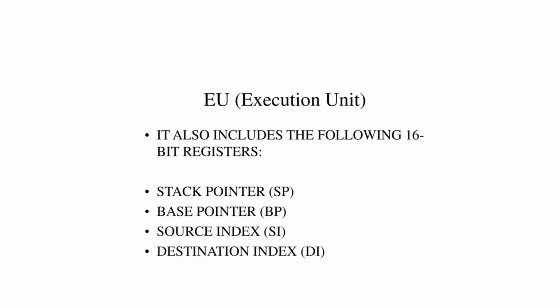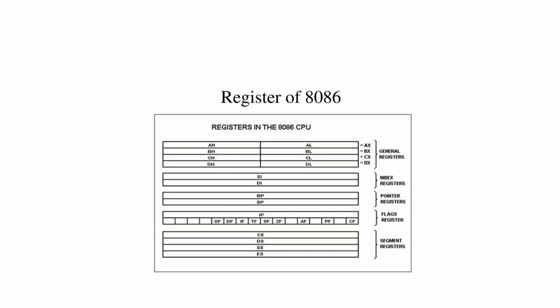And these topics also I have explained: stack pointer, base pointer, source index, destination index. And the registers of 8086 are split as general register, index register, pointer register, and flag register. Till now, we have not seen what are the flag registers available in 8086. Similar to 8085, a few flag registers are available in 8086 also. That and all we will see elaborately in the next few slides. And segment registers are also there.